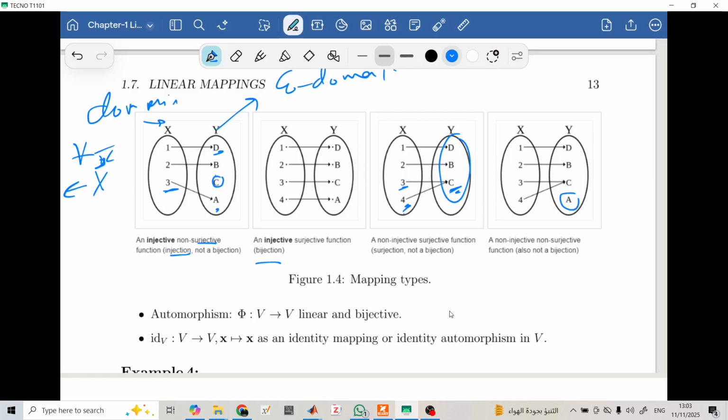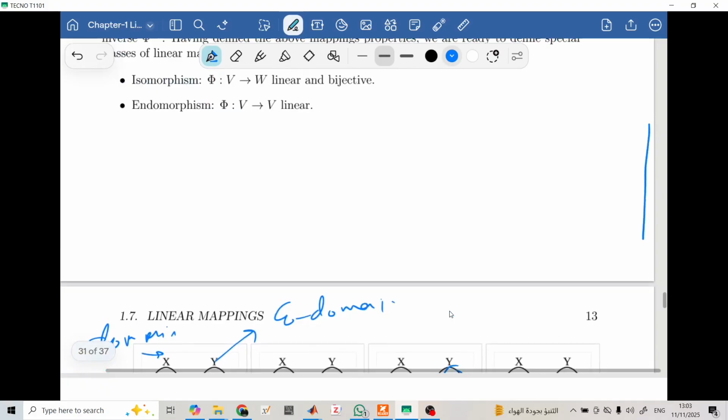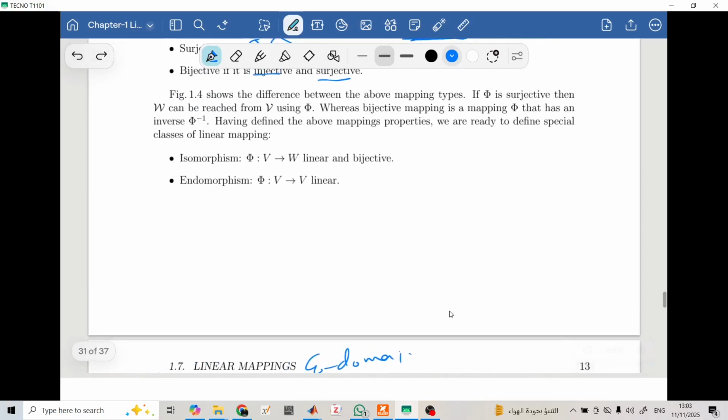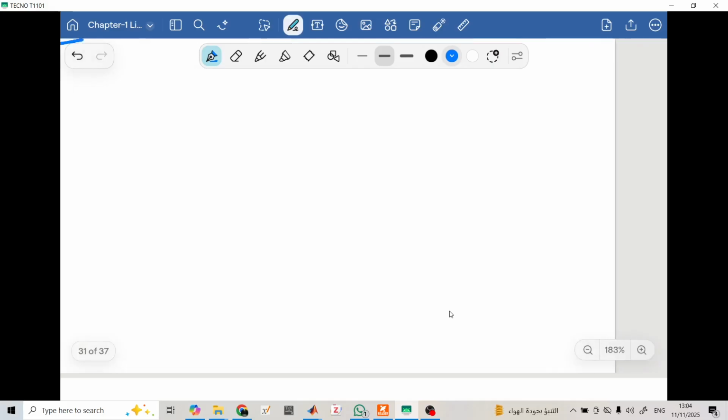Okay. So those are the main properties. Okay, so we have again another set of properties here. Isomorphism if it's homomorphic or linear and bijective. Endomorphism if the mapping is linear, and you map V to itself. Okay, so when you map V to V, the same vector space or set in general, it is called endomorphism.